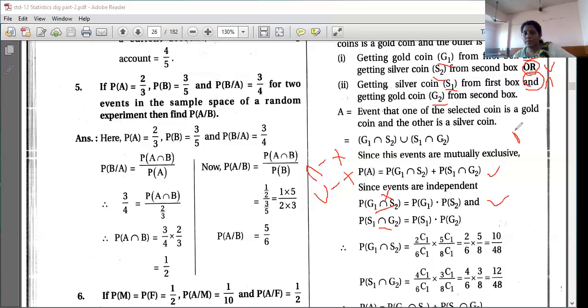If you find P of G1 separately, then P of G1 equals M upon N. You can find it like this. P of G1: M is 2, there are 2 gold coins, upon the total outcome of box 1, which is 6. So 2/6. Then S2 will be 5C1 upon 8C1, so 5/8. 2/6 into 5/8 is 10/48.